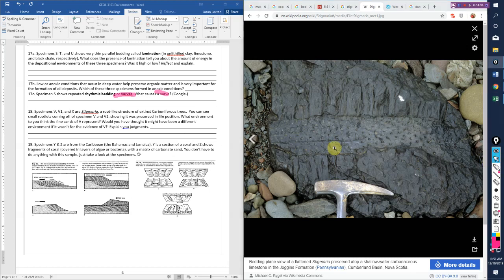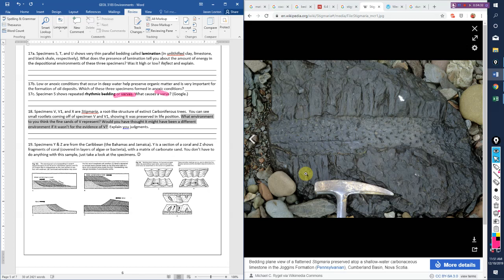So for this question here, what I was after is I wanted you to take a look and make an interpretation based just on the sediment itself. So what have you got? Well, take a look at it. It's a very fine-grained sandstone. Where do you mostly find sandstones? Make an interpretation based just on the sandstone, and then ask yourself, wherever that environment is, if a tree was growing there, does that constrain or change your interpretation?